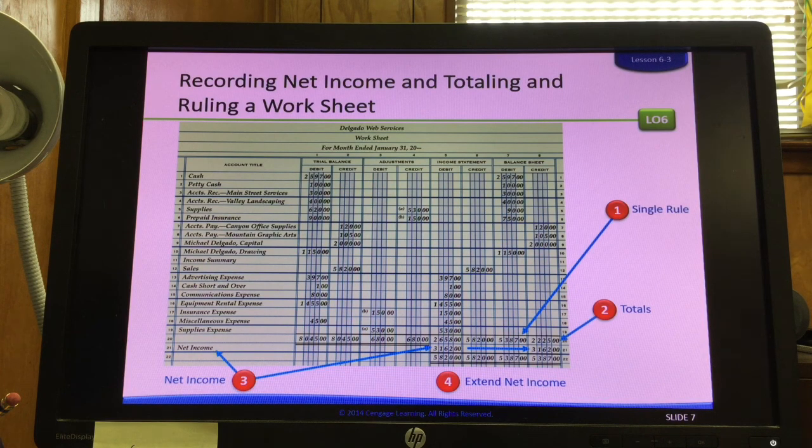So when you have net income, it'll be a debit on the income statement and a credit on the balance sheet. If you have net loss, it's the opposite. You'll have a credit to income statement and a debit to the balance sheet. Because remember, net loss means that your expenses were greater than your revenue. So please remember that. And at the bottom, you should have your debits equal your credits on your income statement and your balance sheet.